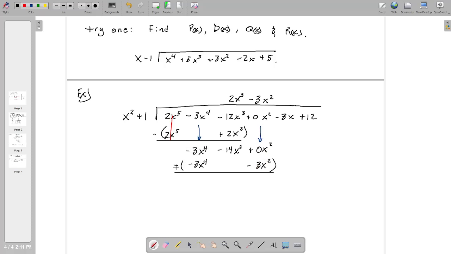Negative 3x to the fourth minus negative 3x to the fourth is the same thing as saying something minus itself. These will cancel. This negative 14x cubed minus nothing just gives us a negative 14x cubed. And then 0x squared minus a negative 3x squared will give us a positive 3x squared. And then we carry down our negative 3x. It'll be the next term that we need.